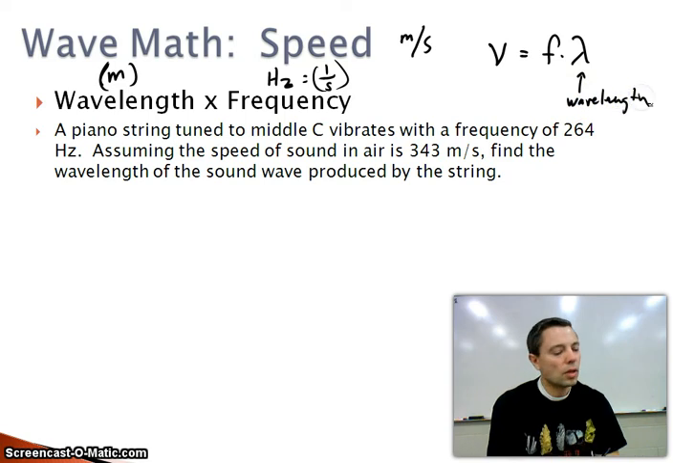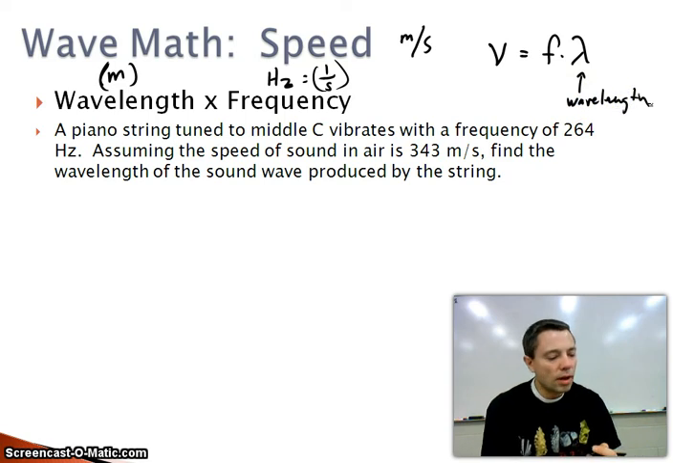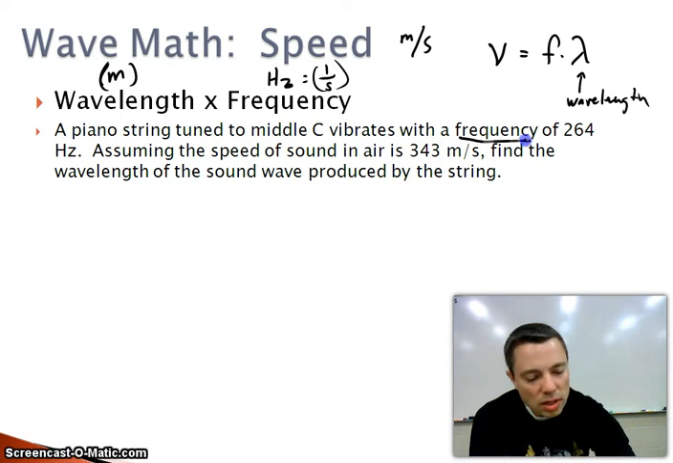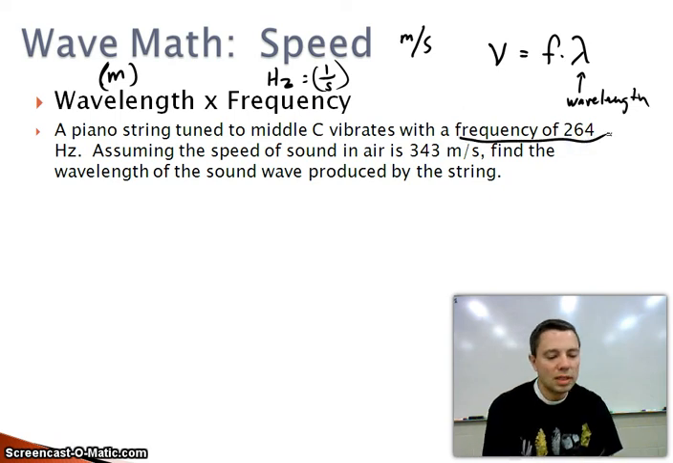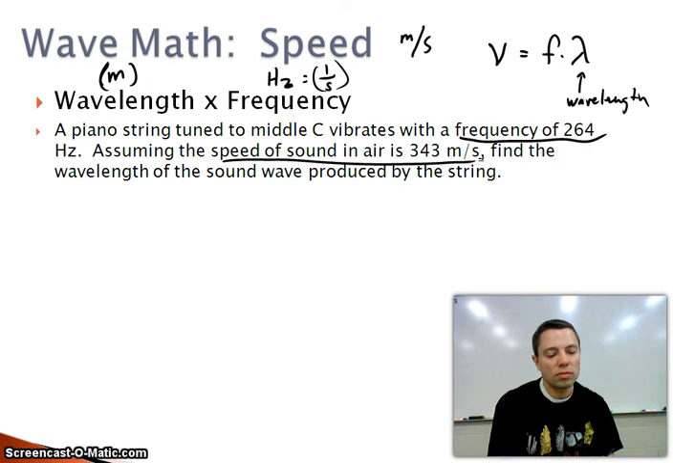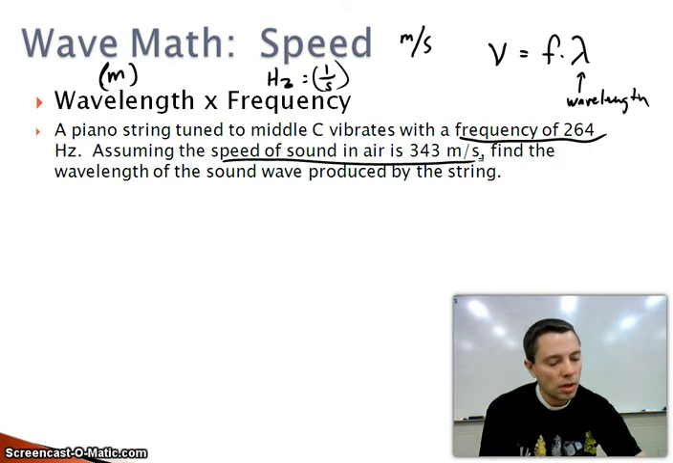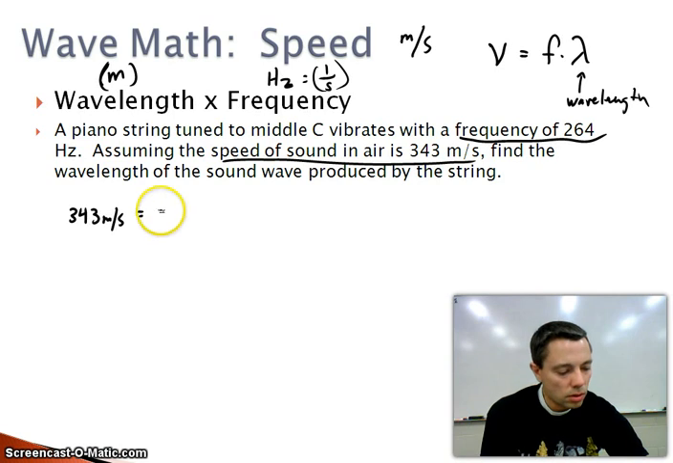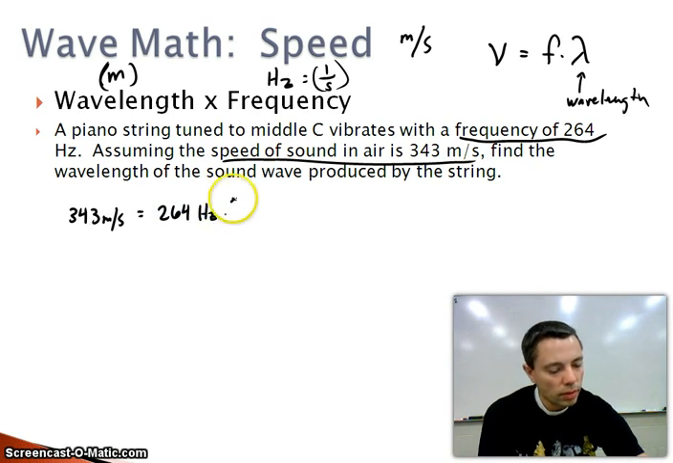Okay, so if I look at this again, I have a piano string tuned to middle C. It has a frequency of 264 hertz, and we know that the speed of sound in air is 343 meters per second. So we're now looking for the wavelength of this sound. They gave me the speed, 343 meters per second. They gave me the frequency, 264 hertz, and we're looking for the wavelength.